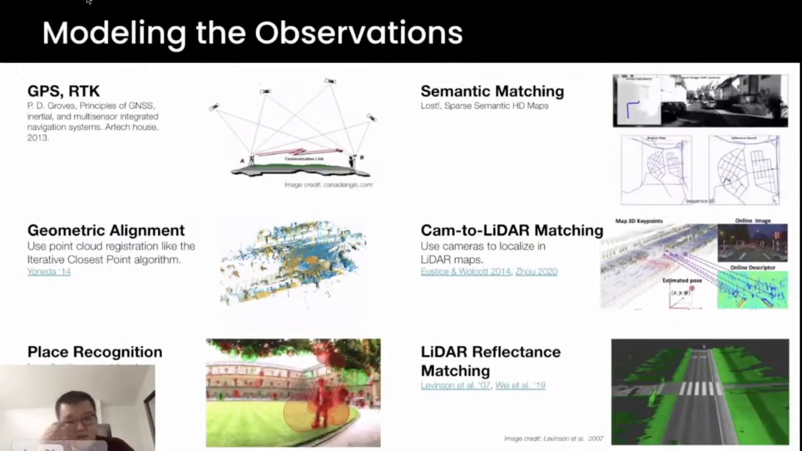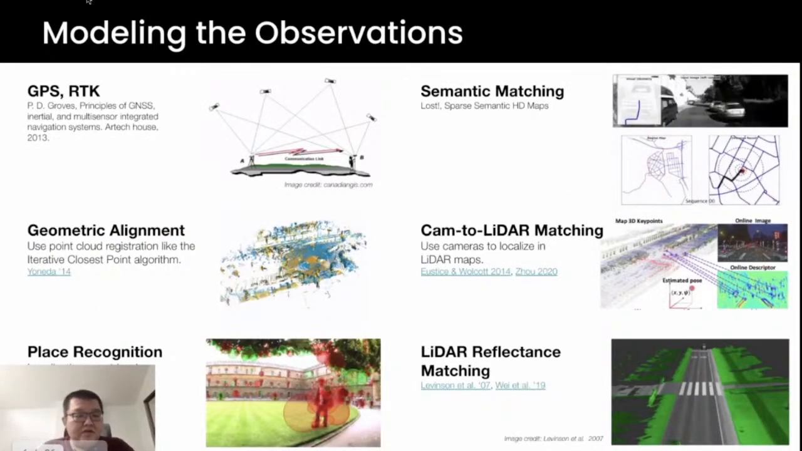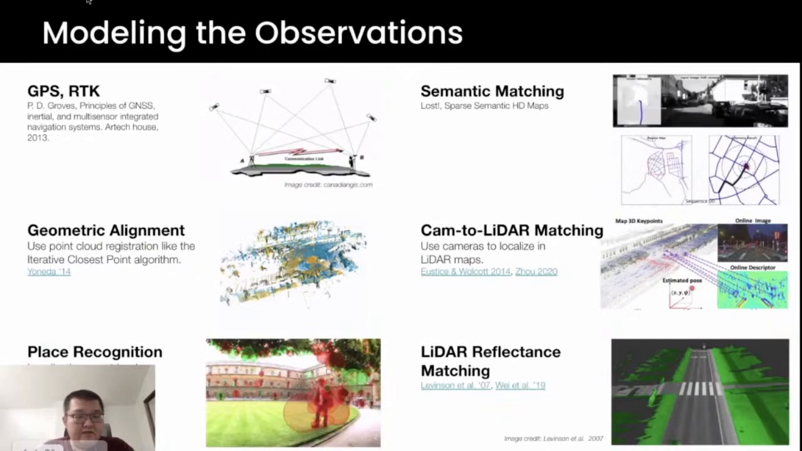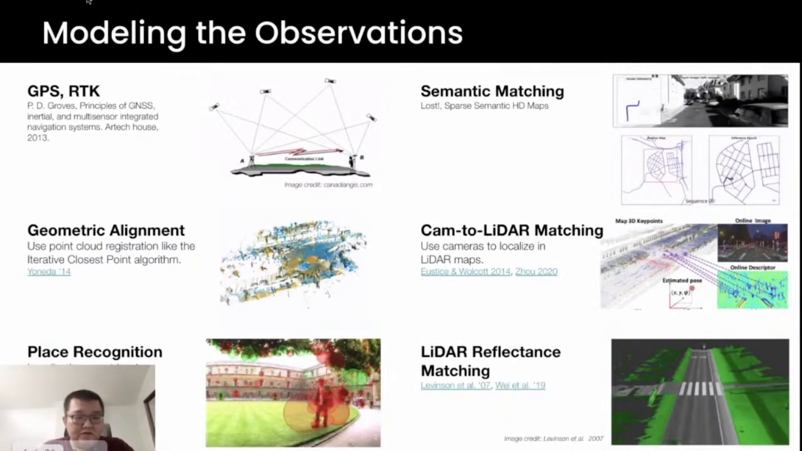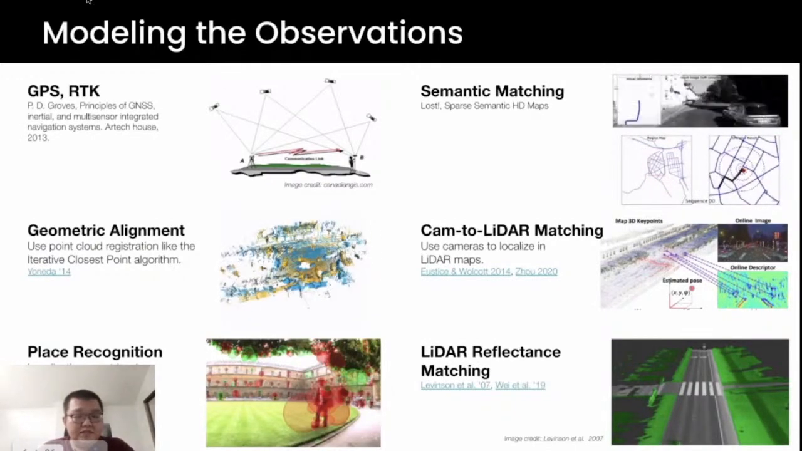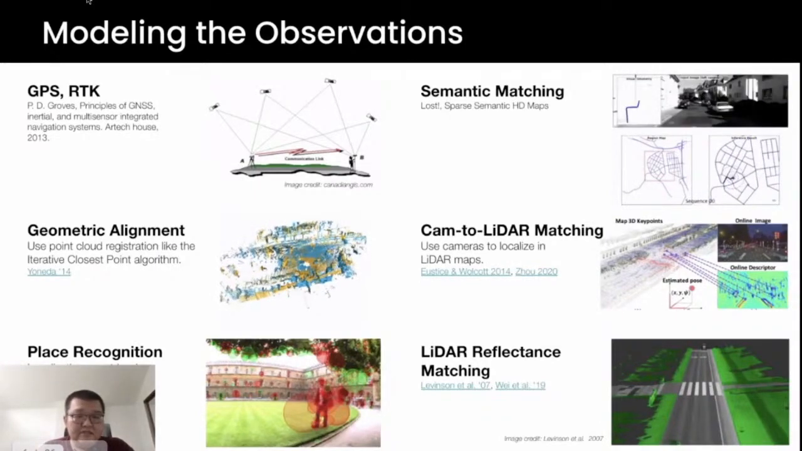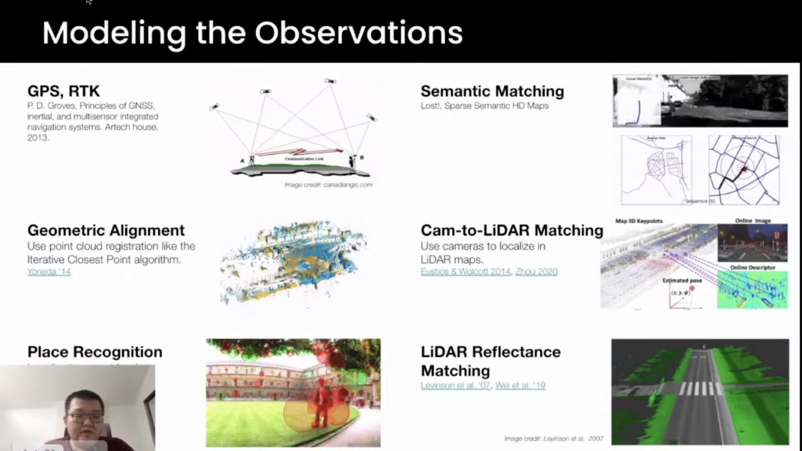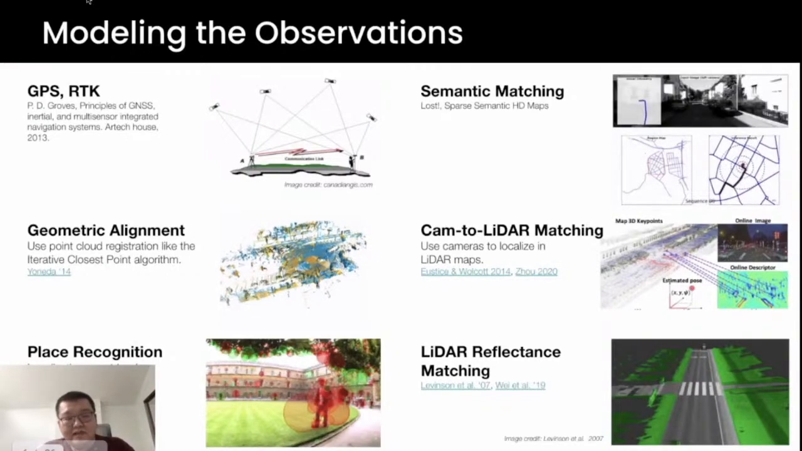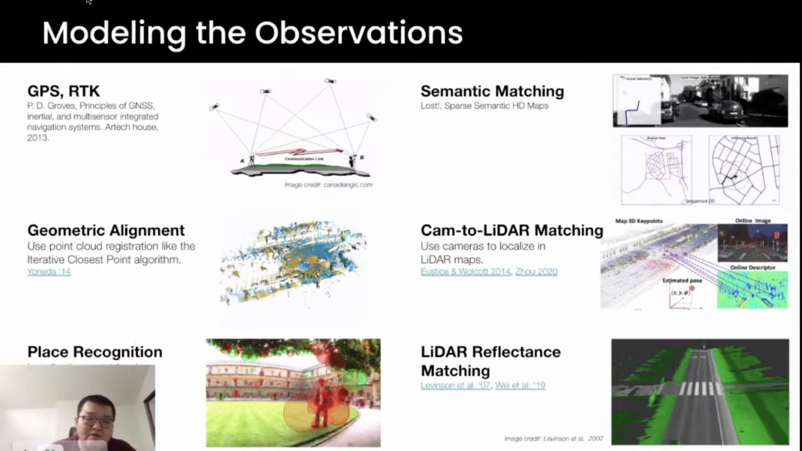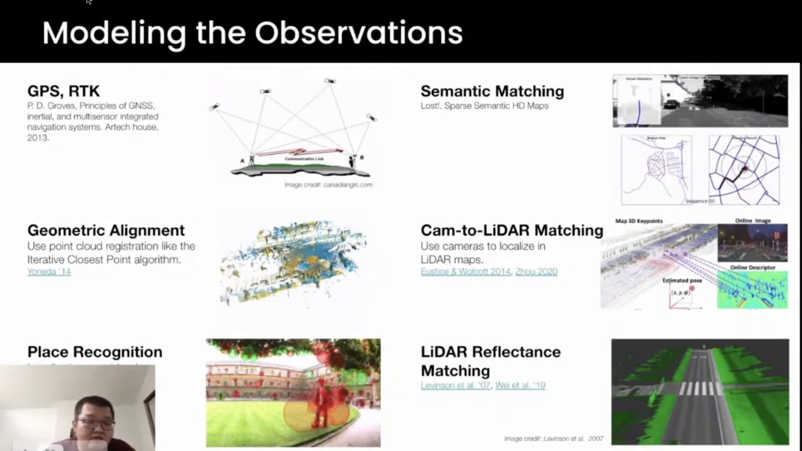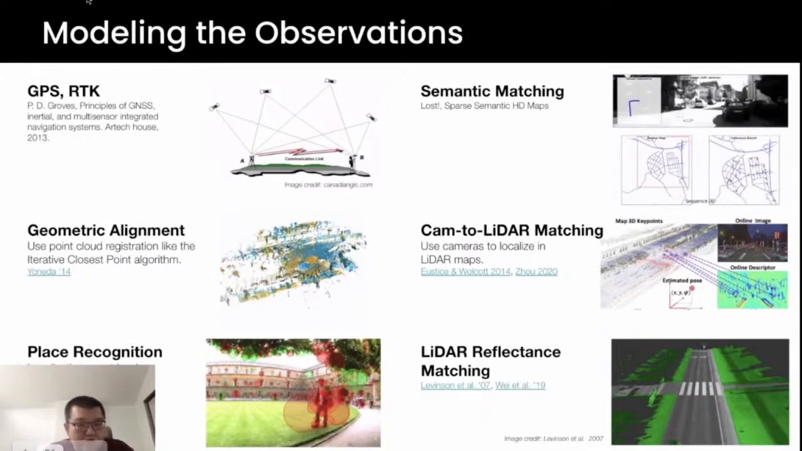There are a huge number of existing approaches, and for the scope of this tutorial, we will focus on 6 major categories, including real-time kinematic systems, semantic matching, geometric alignment, camera-to-LiDAR alignment, visual place recognition, and LiDAR reflectance matching. Next, I will review them in detail.